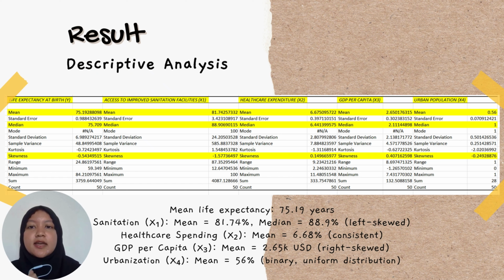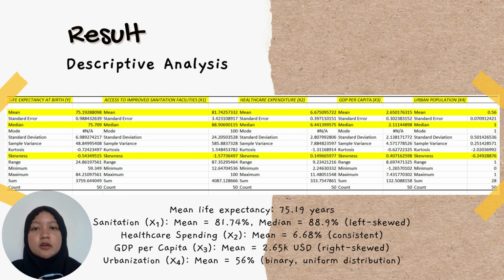Descriptive analysis highlights key patterns in the dataset. The mean life expectancy is 75.19 years, showing relative stability across countries. For sanitation, the mean is 81.74%, with a left-skewed distribution due to some countries with limited access. Healthcare spending averaged 6.68% of GDP, distributed consistently worldwide.